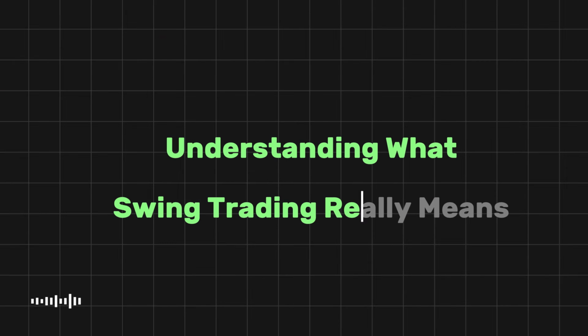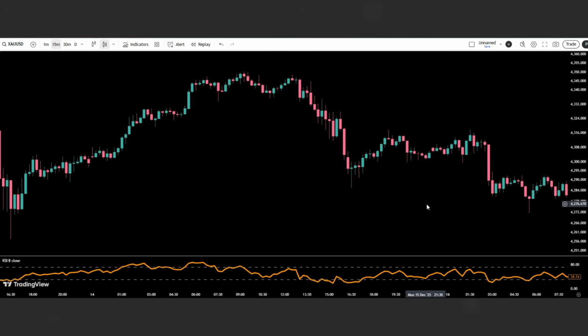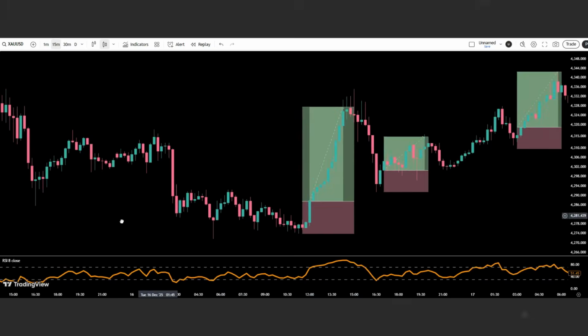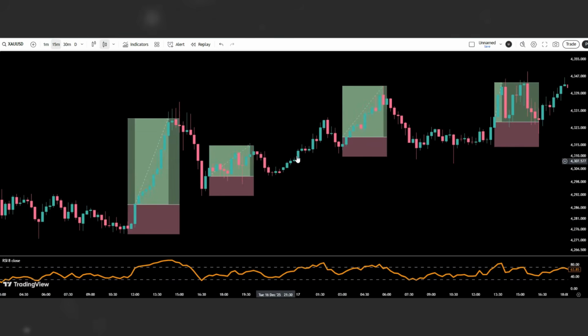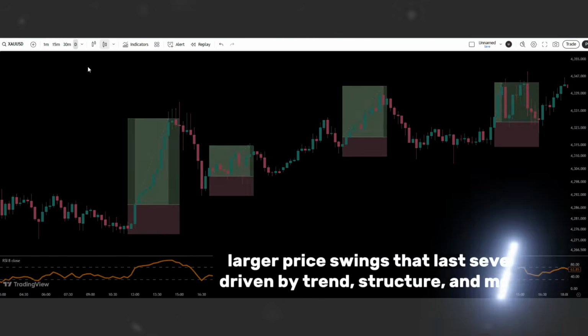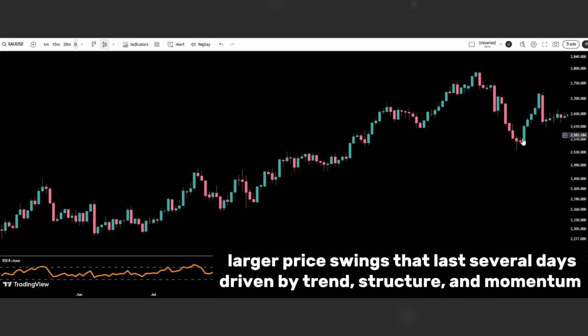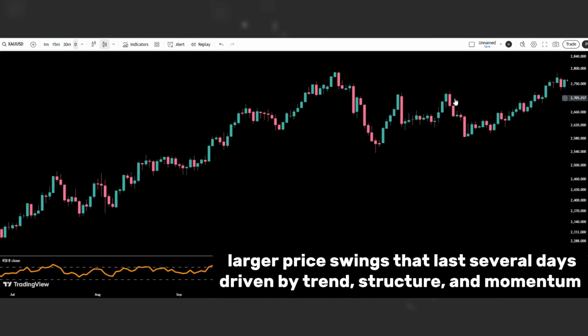Understanding what swing trading really means. Before we adjust RSI, let's understand swing trading. It's not scalping or day trading. We're not chasing tiny fast moves. We're aiming for larger price swings that last several days, driven by trend, structure, and momentum.